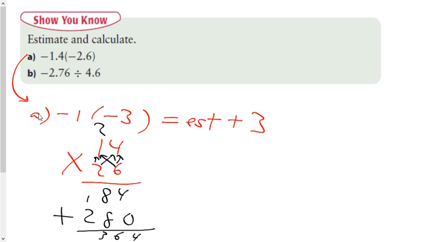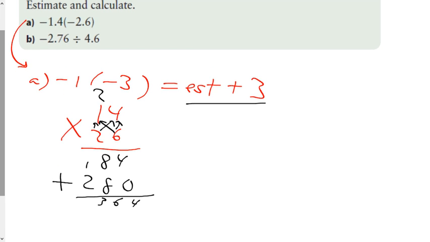So I get 364, but that's not really our answer. What I'm then going to do is use that 364 to place my decimal according to my estimation. Since my estimation was 3, I'm going to put the decimal right there, and my calculation will be positive 3.64.